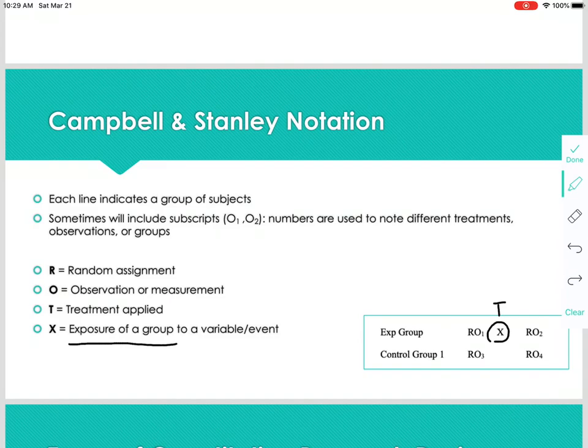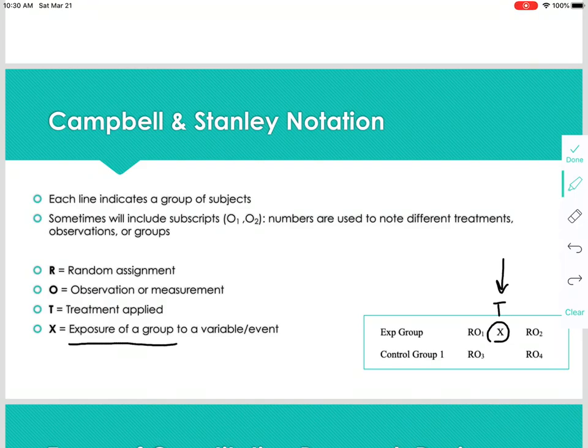If you're doing a study where you're looking at the effects of a certain stretching program on incidence of muscle strains, that might be more of a treatment versus an exposure. So you might be more likely to see a T. But either way, you're likely to see a T or an X here. We do our first observation, we apply a treatment or an exposure. Usually to one group we apply it, the other group we don't, and then we observe again.